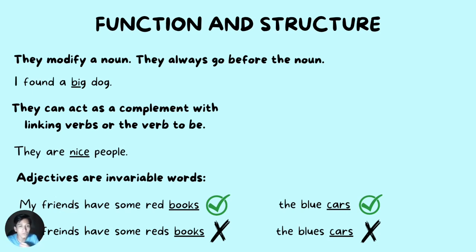The adjectives are also invariable words. What does that mean? It means that it doesn't matter if the noun changes in its quantity or in its gender, the adjective won't change. For example, we cannot say, my friends have some reds books. In this case, we know that the noun is a plural, books. So we cannot change the adjective. Instead, the correct way would be, my friends have some red books.